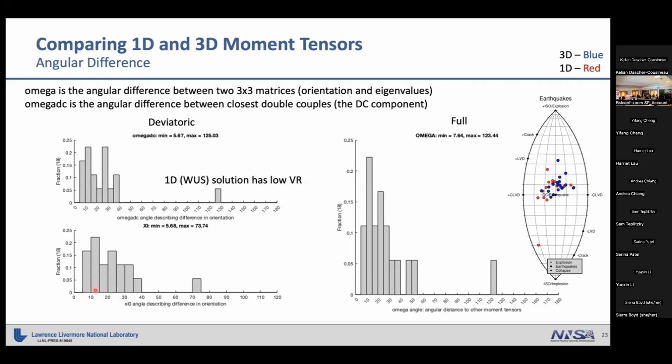Basically, the larger the angle, the more different the two solutions are between 1D and 3D. Most of them I would still call relatively similar, but of course you have these outlier events, which is this one. It's an outlier, and you can see that the 1D solution fits poorly. The omega DC, which is the top part here, is just looking at the angular difference between the two closest double couples. It's focusing on the double couple component since these events are mostly just earthquakes. This is a neat way to look at how similar your solutions are and are not. What's special about this outlier?